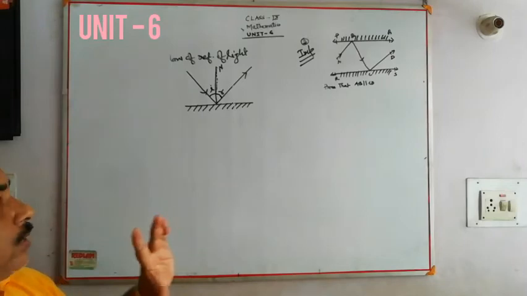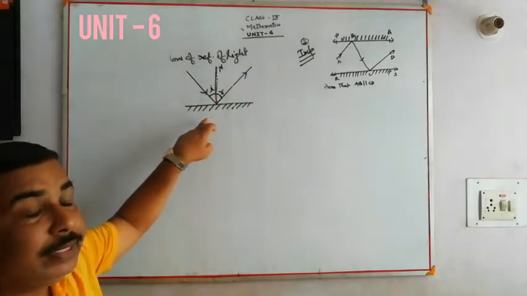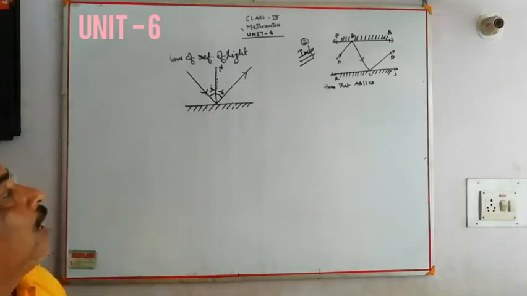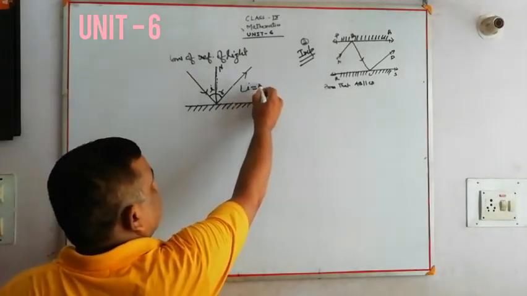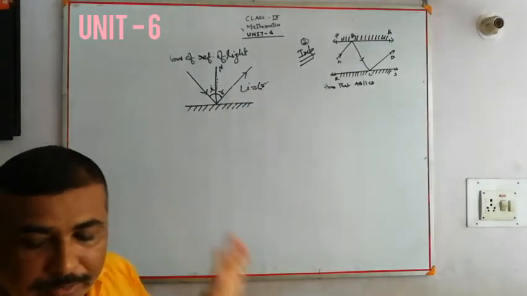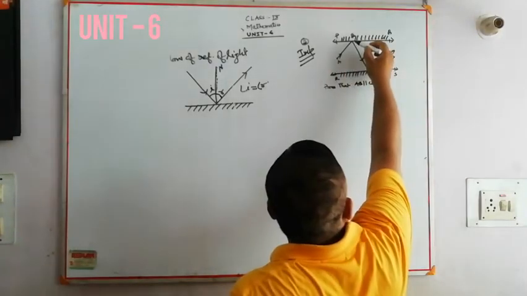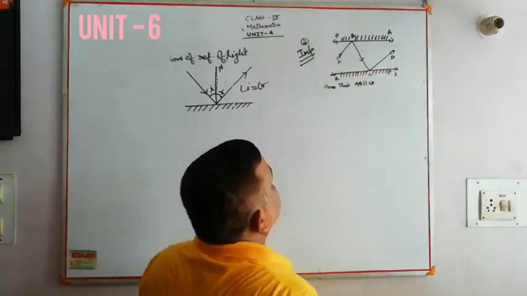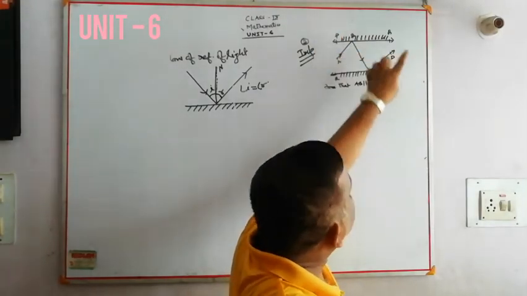According to the law of reflection of light, the incident ray, the reflected ray and the normal meet in the same plane. Also the incident angle, angle I, is equal to angle R. In this question, that is the incident ray and that is the reflected ray. And at point C, that is the incident ray and that is the reflected ray.